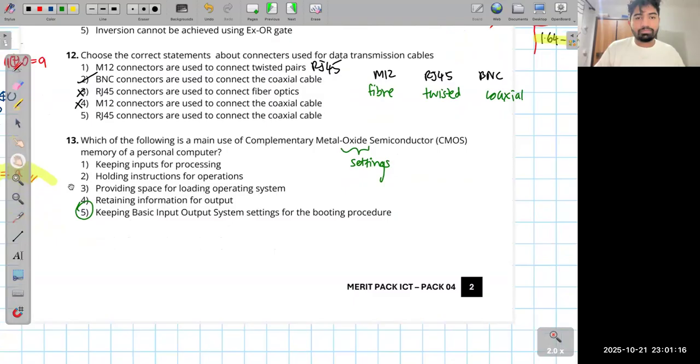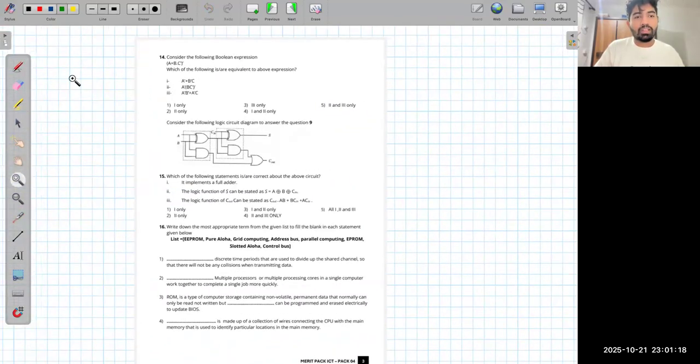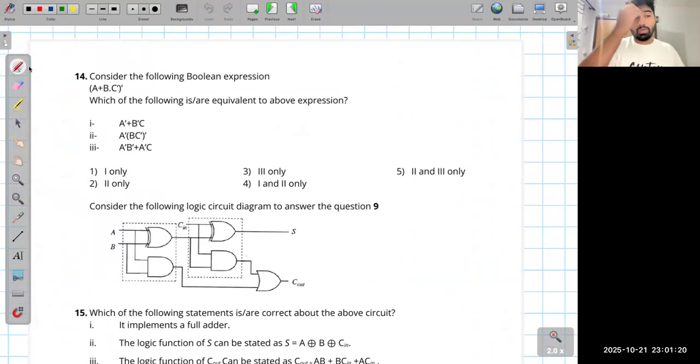Perfect. Awesome. Which of the following is equivalent? A plus B dot C bar, whole thing bar. Let's divide it. A bar dot B bar plus C double bar. That is A bar dot B bar.